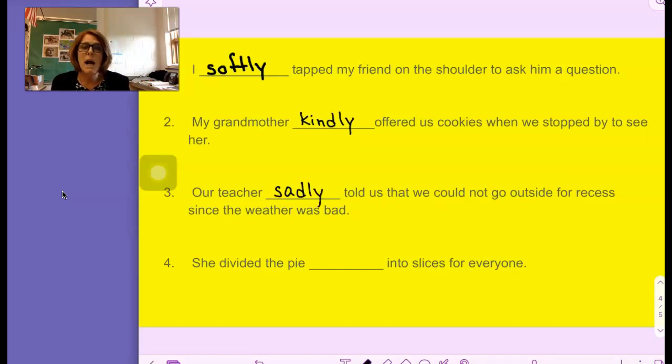Number 4, she divided the pie blank into slices for everyone. How did she divide the pie? Evenly.